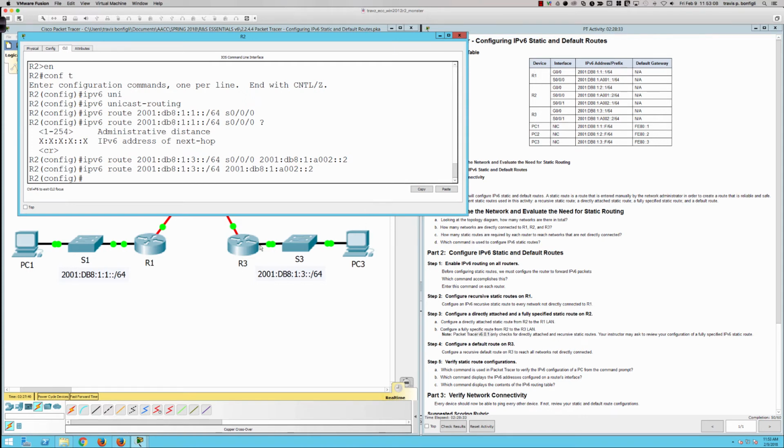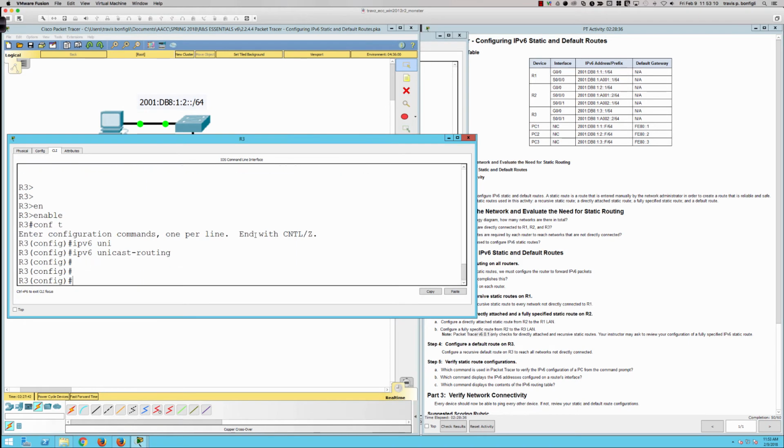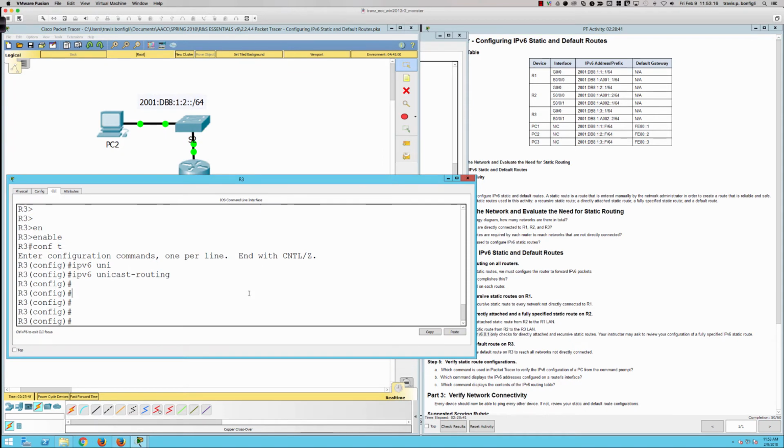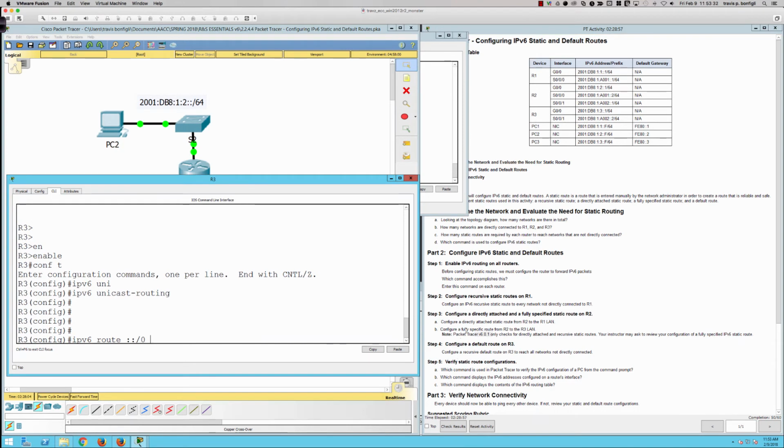So now we're going to go to router 3, and we're going to configure a recursive default route, very similar to what we did before. And this is one of the things that kind of throws learners when they see this. So IPv6 route ::/0. And let me double check, because I believe it said configure a recursive default, so recursive default route.